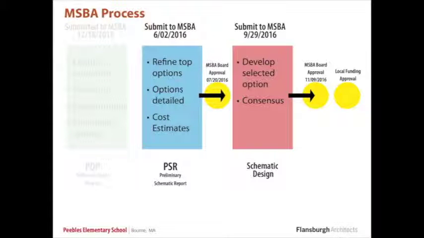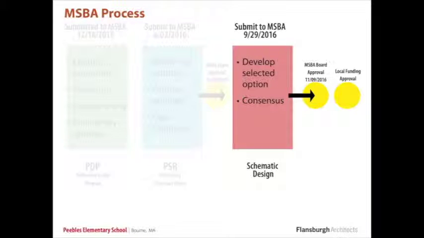In December, we finished the PDP phase, submitted it to the MSBA and staff. We had multiple community meetings, with the building committee here, and that phase was completed, and it allowed us to proceed into the next phase, the preliminary schematic report phase. That was submitted to MSBA in June, and then on July 20th, the MSBA Board of Directors voted and approved the option 5A. Very, very significant.